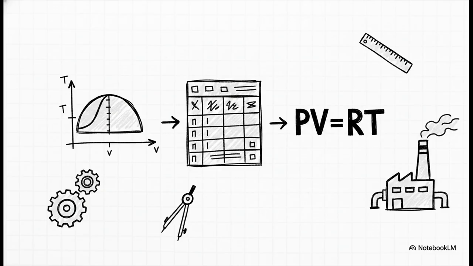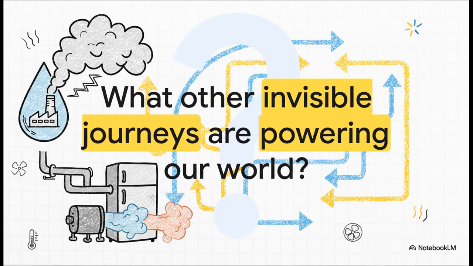We started this just by watching water boil, and we ended up with this incredible toolkit for predicting how matter behaves. These aren't just things you learn in a classroom. The diagrams that map the journey, the tables that give us the hard data, and the equations that give us a shortcut. These are the literal tools engineers use to build our world, from massive power plants right down to your kitchen pressure cooker. You know, this journey from liquid to steam is happening all around us, all the time.